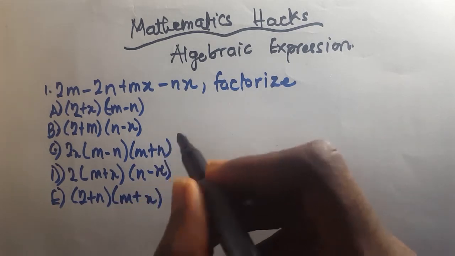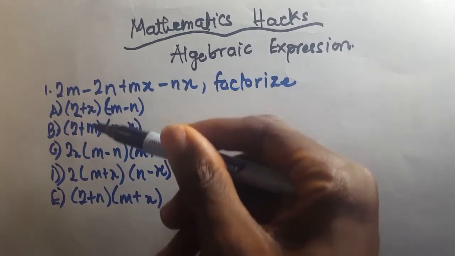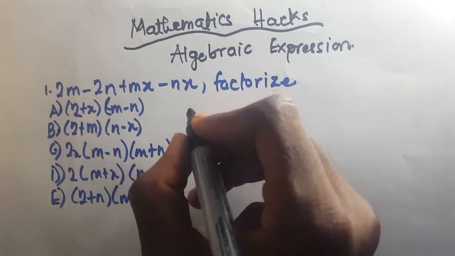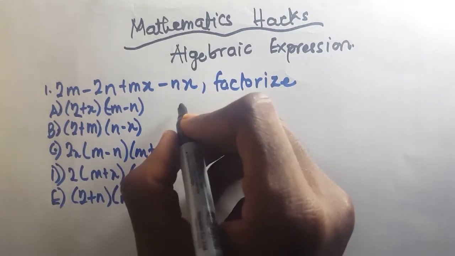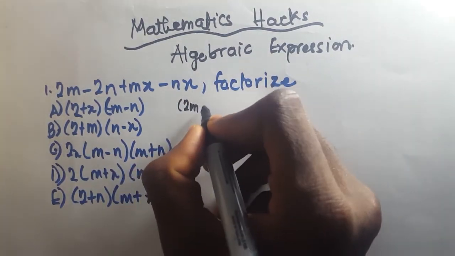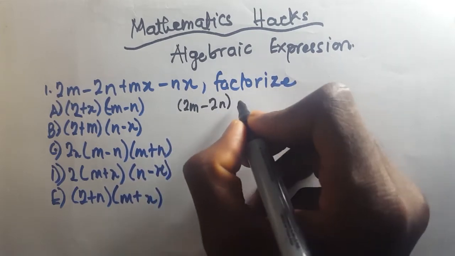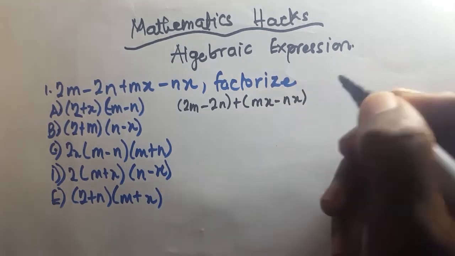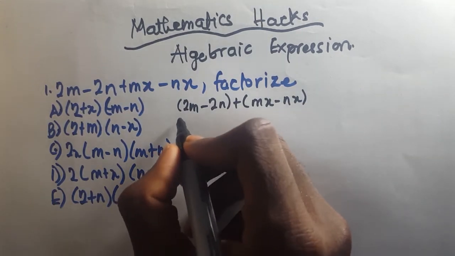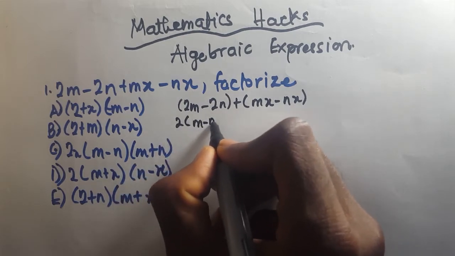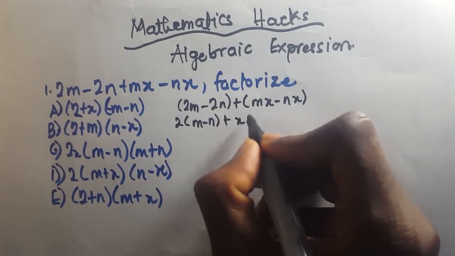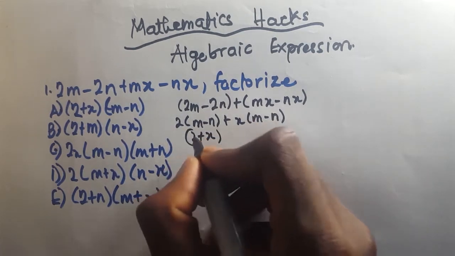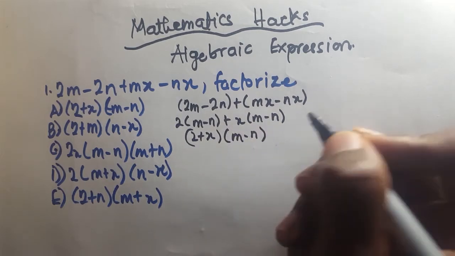So let's go by the normal way. These are the answers, multiple choice questions. You have options, and you are told to factorize. So we are going to write 2m minus 2n plus, I'm introducing a bracket, mx minus nx. When you are told to factorize, it means pick the common one out. So 2 is common here, m minus n, plus x is common here. You have m minus n as well here. So you are going to have 2 plus x, m minus n.